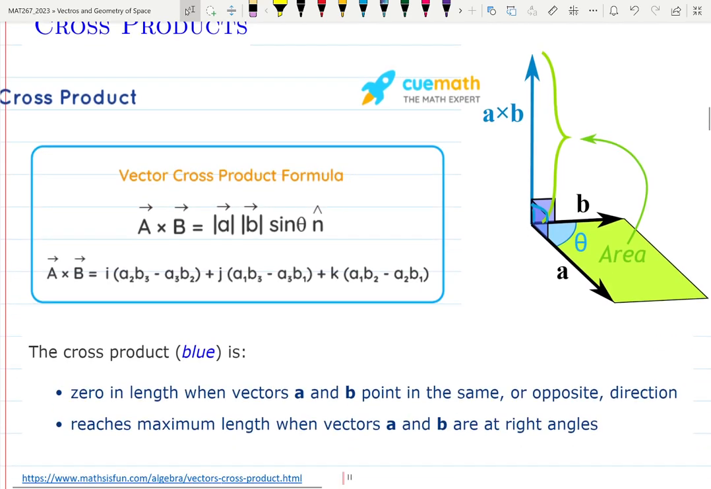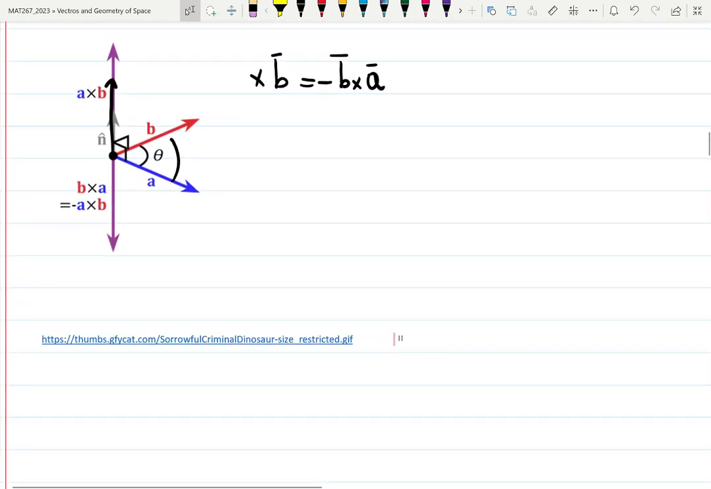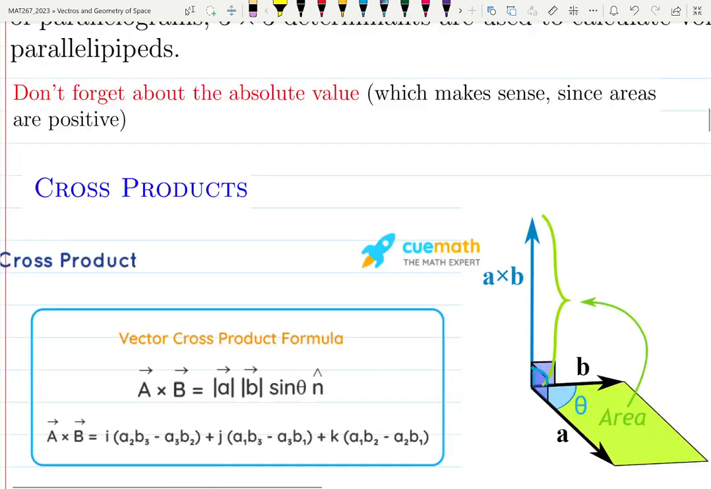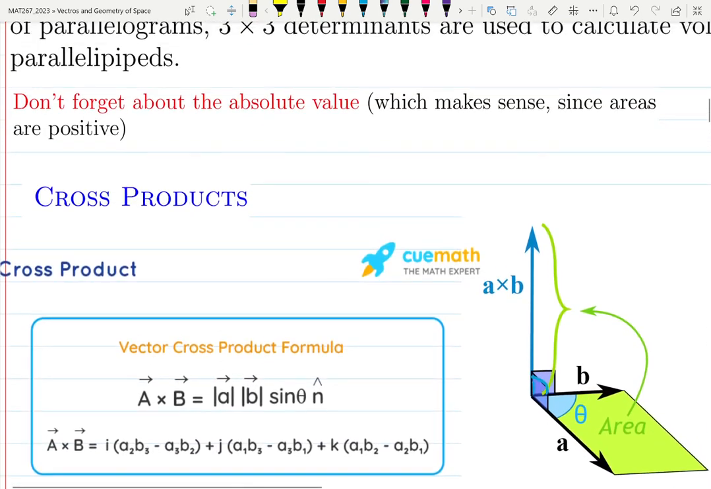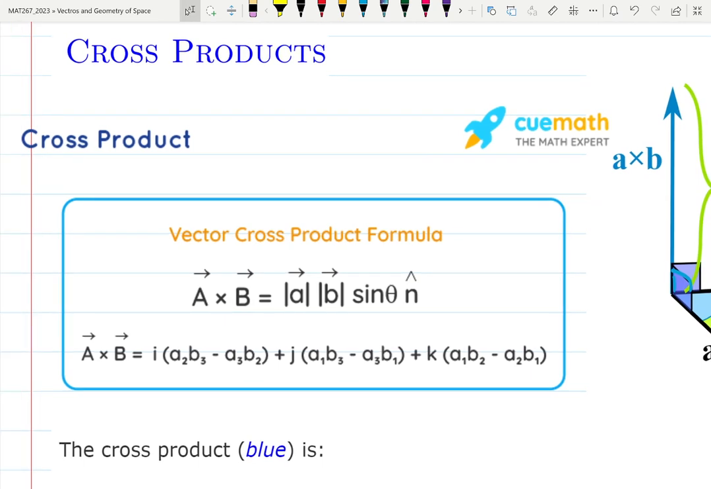So let me show you this. Before we go, there will be a cross product. It's a vector. This is the important part. So let's write down cross product.